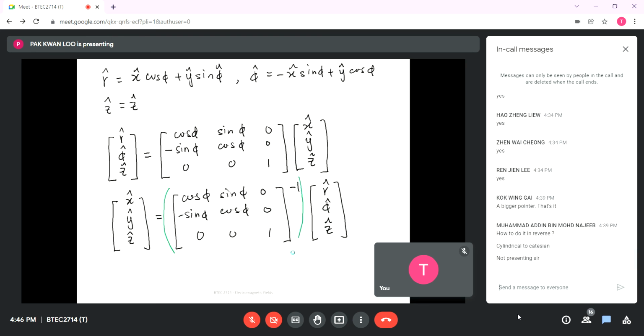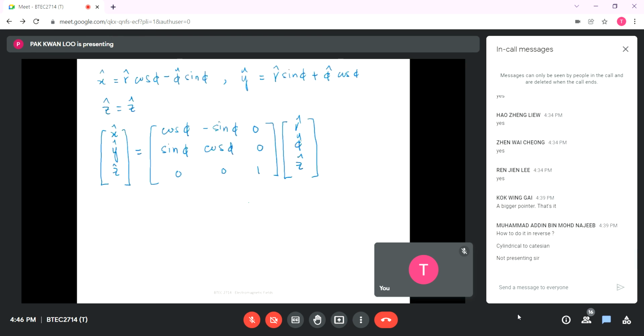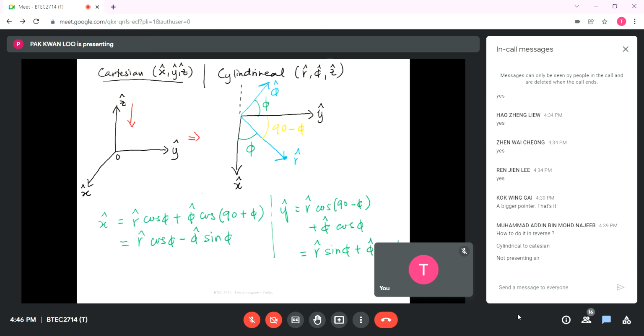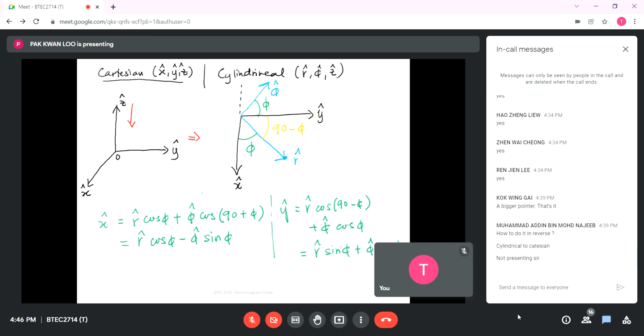Then compare your answer to this. You should get the same matrix here. It should be the same. So x cap is minus, yeah, correct. So Muhammad Adin, do you get my explanation?